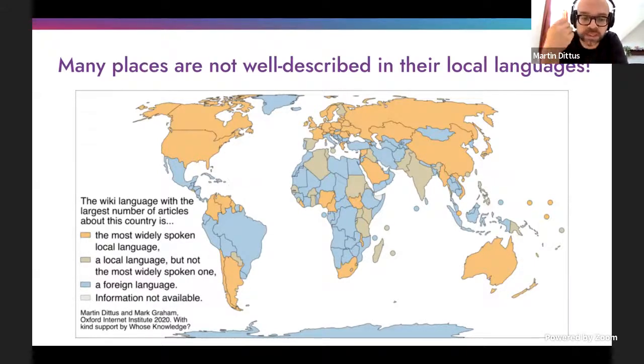And when suddenly maybe you have a situation where your environment, your culture, your country, your communities, your places are described in a foreign language, does that also mean it's written from an outside perspective? And we don't always know this. Sometimes it's people living in these places writing in, for example, English Wikipedia because it's the most widely used Wikipedia.